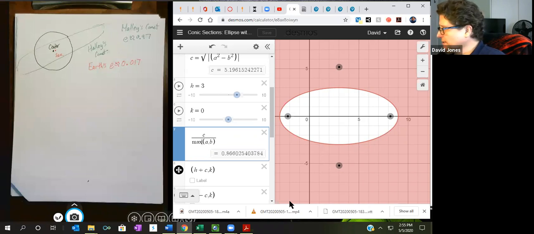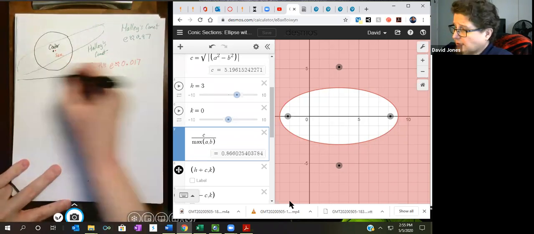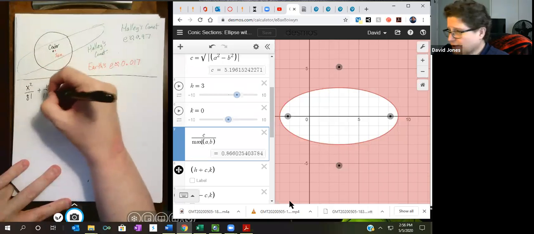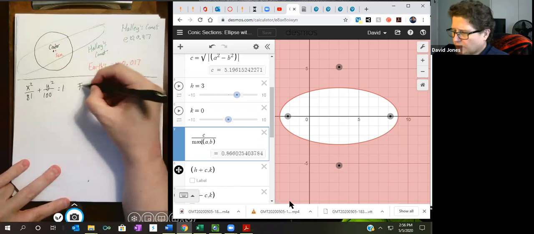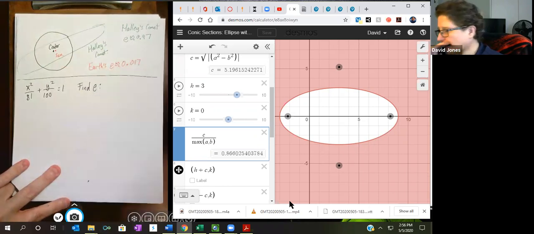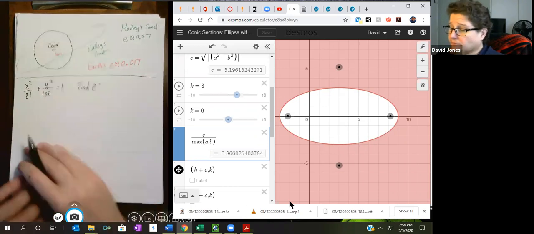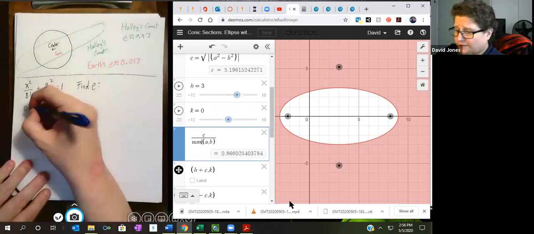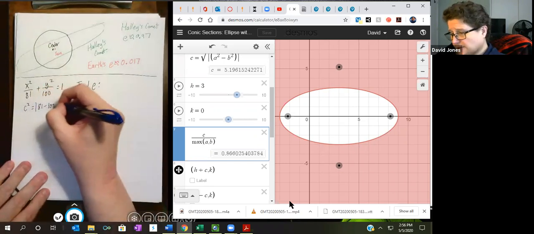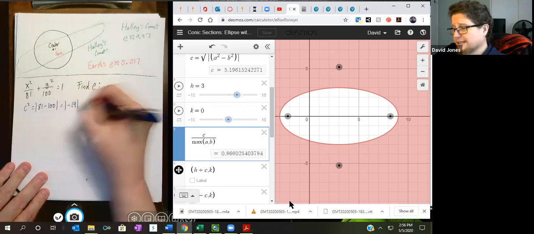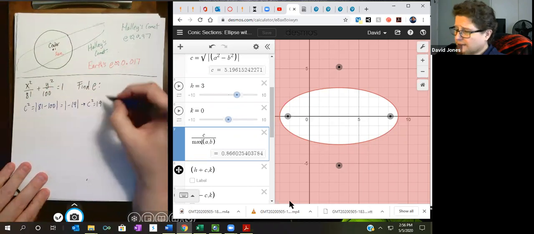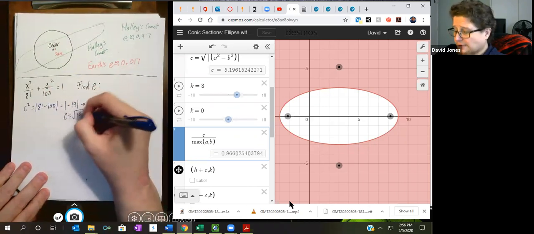So we can look at some examples. They're fairly straightforward for eccentricity. X squared over 81 plus y squared over 100 equals 1. All we're going to do is find E. We've already practiced graphing it. So C squared is the absolute value of A squared minus B squared, which is the absolute value of negative 19. So C squared equals 19. C equals the square root of 19.